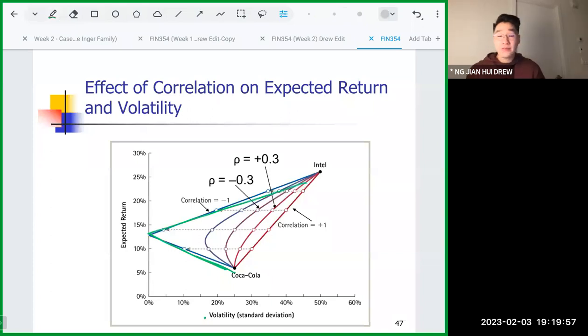So in real life, it's very hard to find a stock that is negatively correlated, which is negative one. It's very hard to find a stock. Most of the time it's like 0.8, 0.4, 0.5. It's very good already.